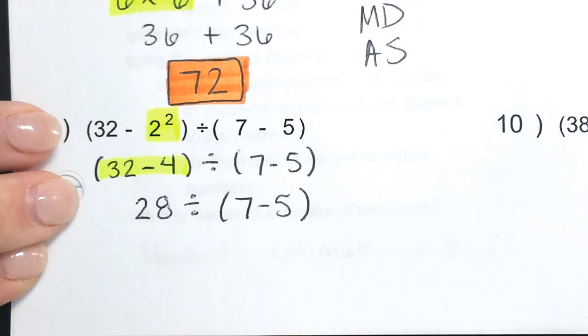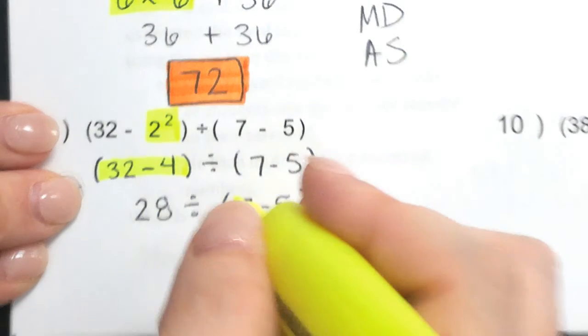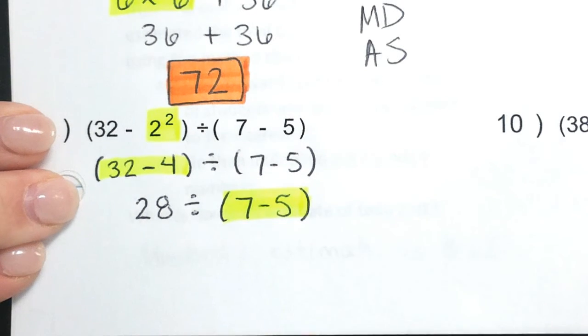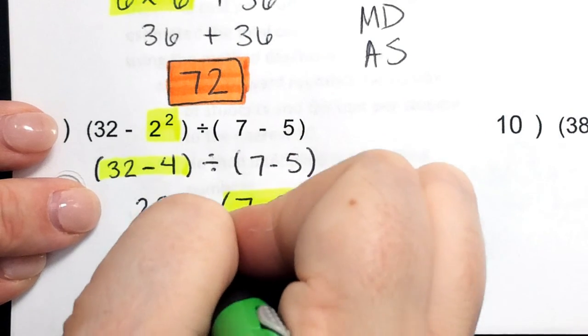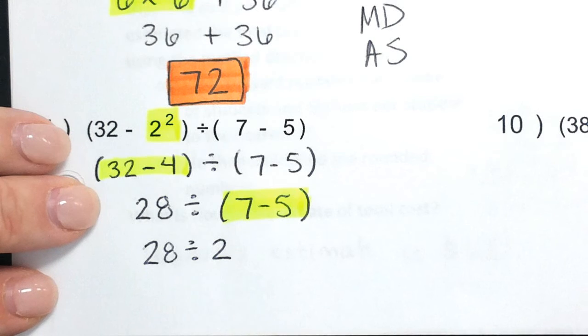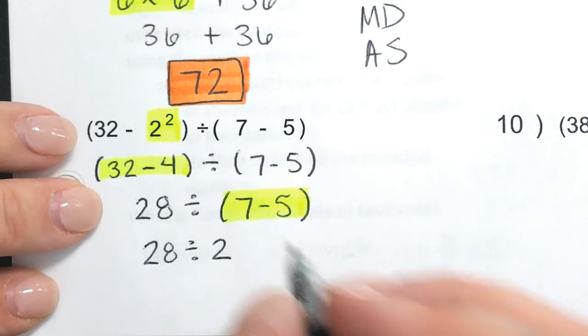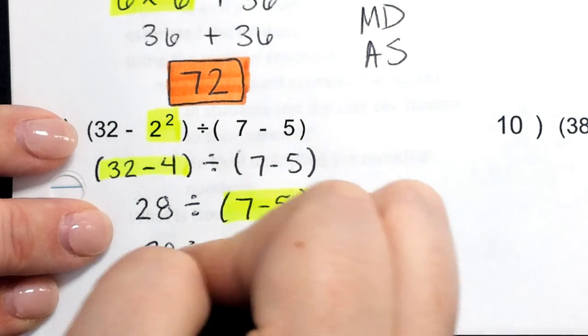So now what do I need to do? Ella? 7 minus 5. So I get 28 divided by 2, which is now just a one step, and 28 divided by 2 is what, Jake? 14.